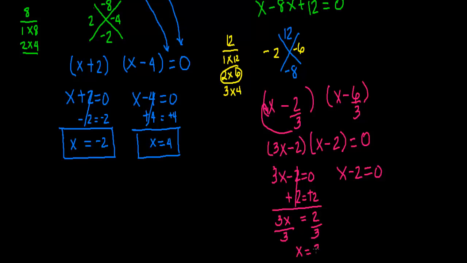That's your first solution. That's your first 0. For your second term, to isolate x, you add 2 to each side. That makes 0, so x is equal to 2. 0 plus 2 is 2. Here is your second solution. That's your second 0. And there you have it. You're done. You found the 2 zeros.